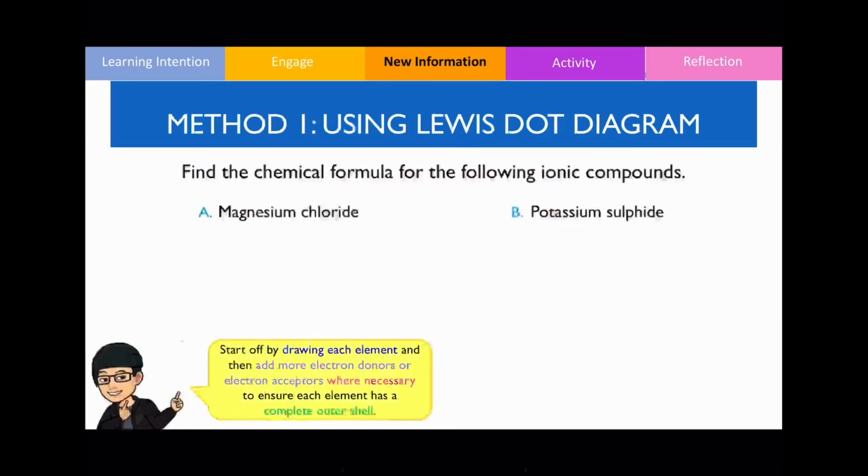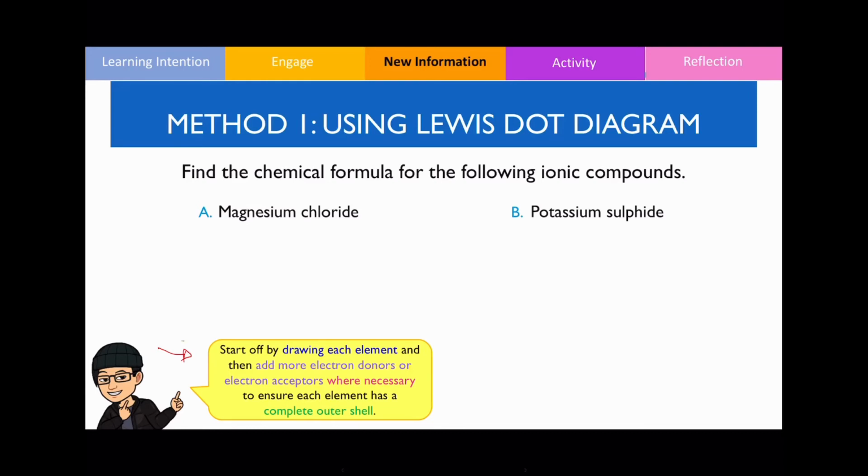So I'm going to show you how to use the Lewis dot diagram. I'm not going to bother showing you the Bohr diagram because remember, the Bohr diagram shows all the unnecessary inner shell electrons, and they don't really participate at all in a chemical reaction. The first question says find the chemical formula for magnesium chloride as well as potassium sulfide. What I've suggested is you start off by drawing each element, one of each, and then you add more electron donors or electron acceptors when necessary to ensure that each element has a complete outer shell.